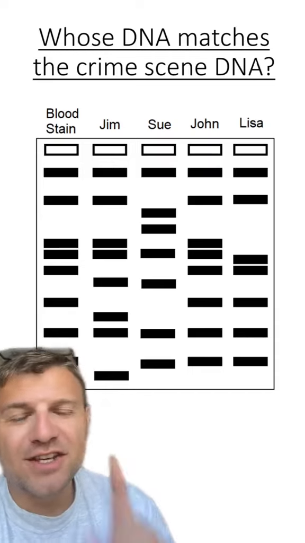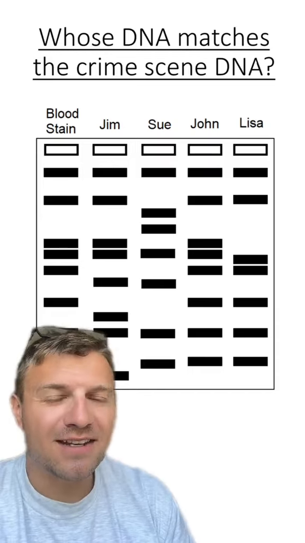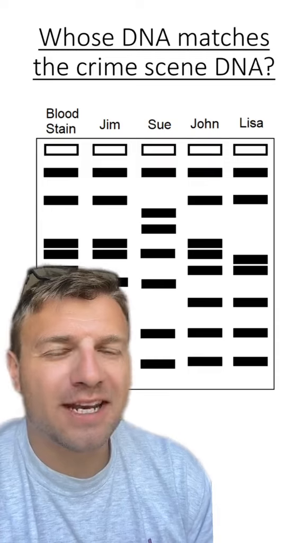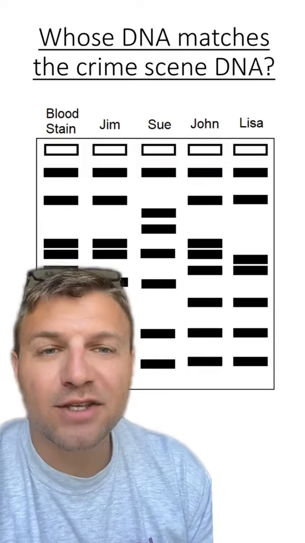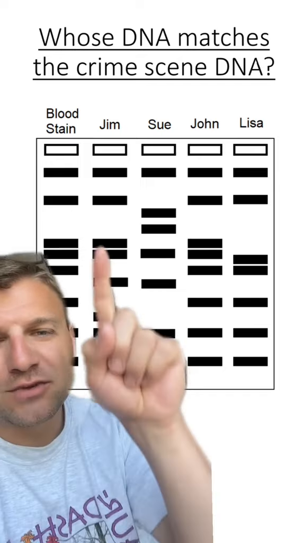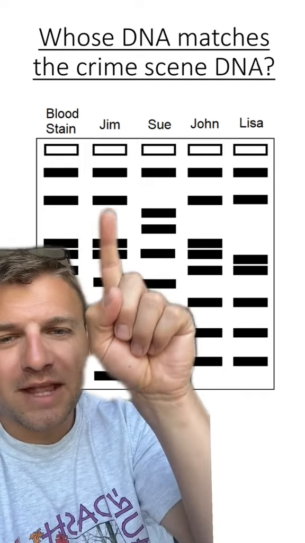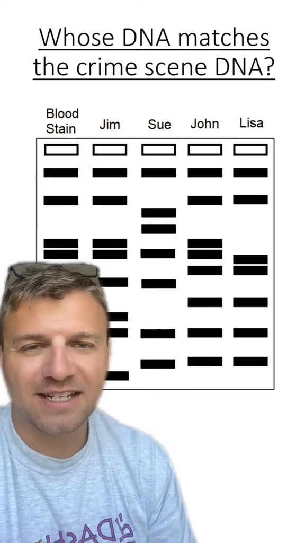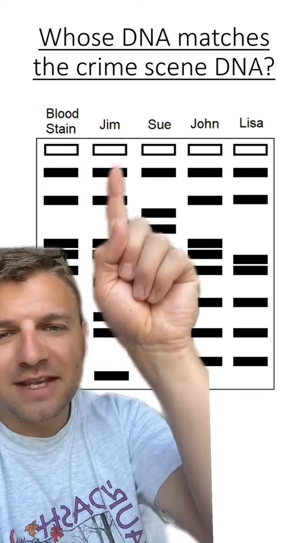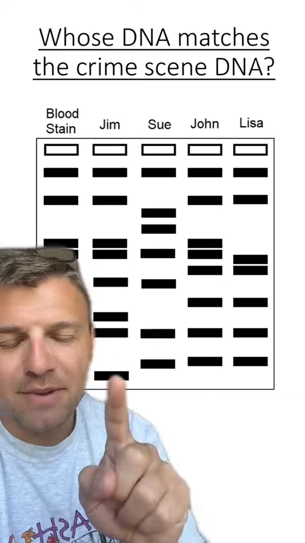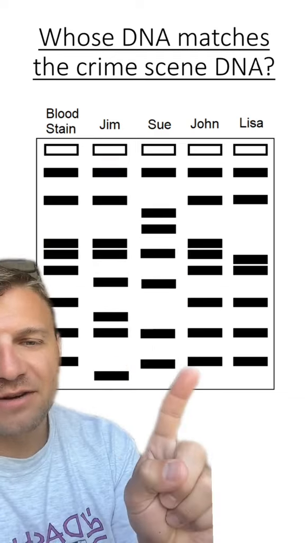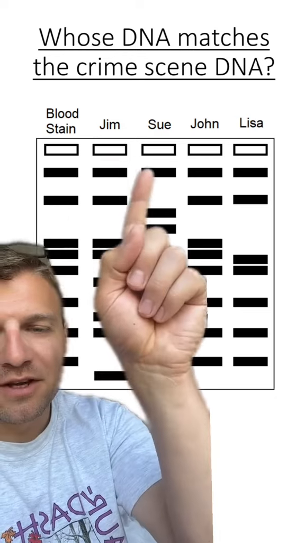Whose DNA matches the crime scene DNA from the bloodstain? This is known as genetic fingerprinting, and it's how scientists identify somebody using DNA. Each one of these lanes represents a different person, and each black bar here represents a fragment of DNA. These fragments were placed in these wells, and they separated based on length. So the fragments down here are the longest, while the fragments up here are the shortest.